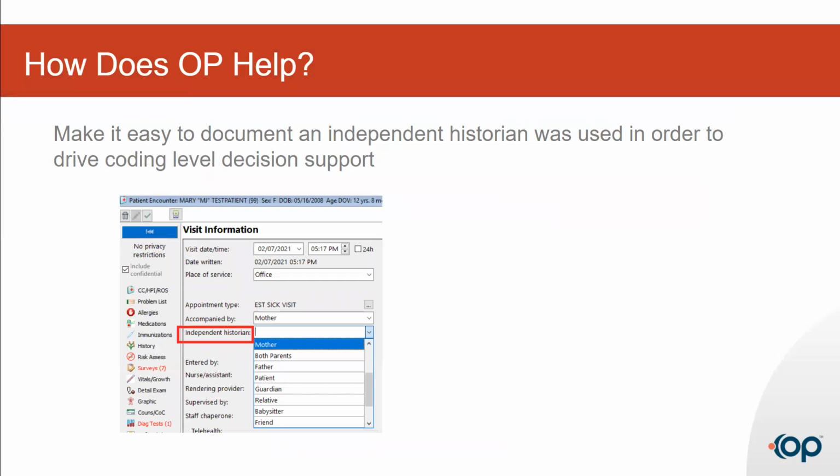How does OP help? Well, we make it easy to document an independent historian was used in order to drive coding level decision support. And in the dropdown, we allow you to put in either a role, the mother, or if it's a patient who has contacts on the contact table, the names of those people who are associated with that patient will be available in the dropdown, or you simply can type if it's a maternal aunt or someone who happens to be bringing the child today.